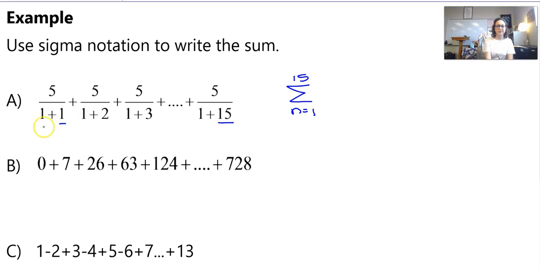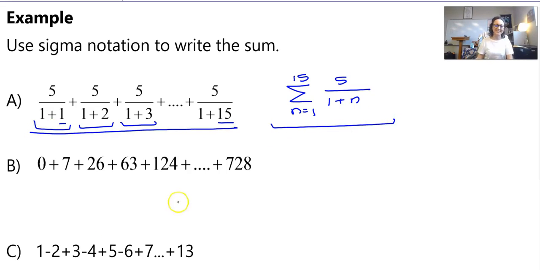So now what we're going to do is we're going to take a look at each term, and what I like to do is say, okay, what does not change? Well, a couple things. The 5 in the numerator never changes, right? Also, each one has a 1 plus in the denominator. Now, the other term in the denominator does change. I go from 1 to 2 to 3 all the way to 15. Well, that's exactly what n does, right? It goes from 1 to 2 to 3 all the way to 15. So I can write this expression as 5 over the quantity 1 plus n. And that's it. Okay, so this is the expanded way to write the sum. This is the condensed way, or the sigma notation.